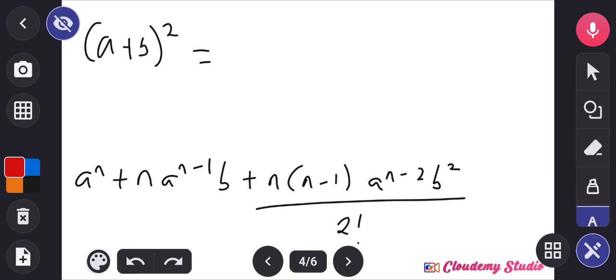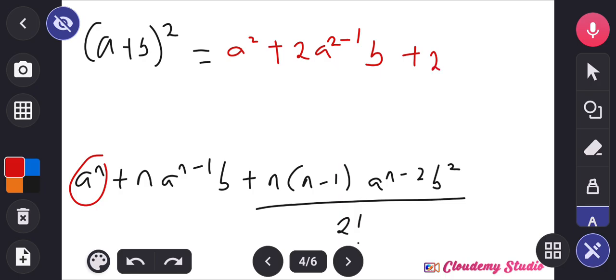So this is a raised power n. What's my a raised power n? That's a raised power 2 plus n, which is 2, multiplied by a n minus 1, that is 2 minus 1, therefore b, right, plus n into bracket n minus 1, that is, what's my n? 2, right, into bracket 2 minus 1, that is 1, right?